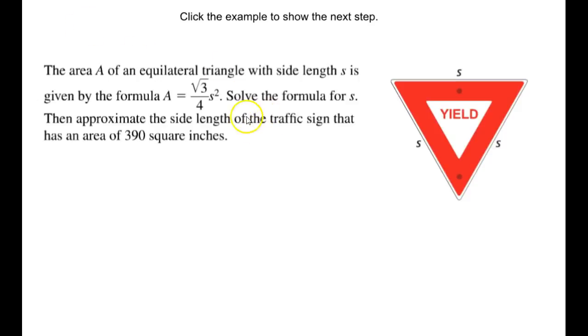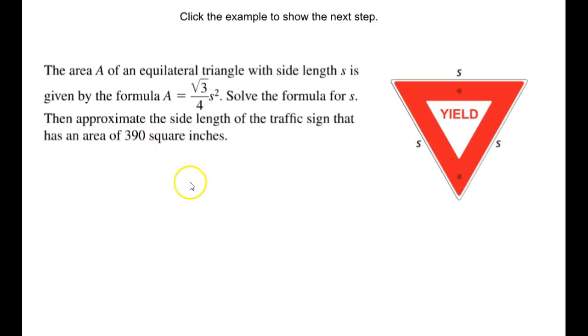So here's another word problem. The area of an equilateral triangle, where all sides are the same, that's what equilateral is, with side length s, is given by this formula. A equals the square root of 3 over 4 times s squared. Solve the formula for s. Then approximate the side length of the traffic sign that has an area of 390 square inches.